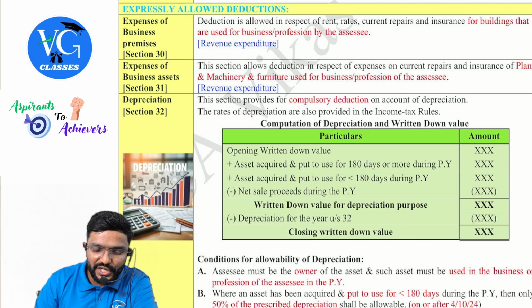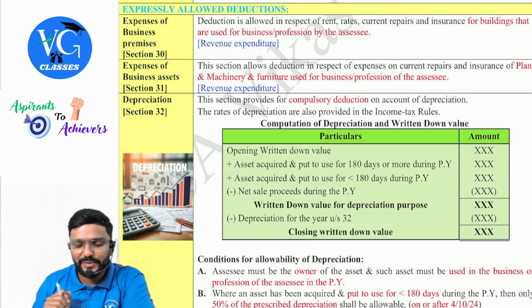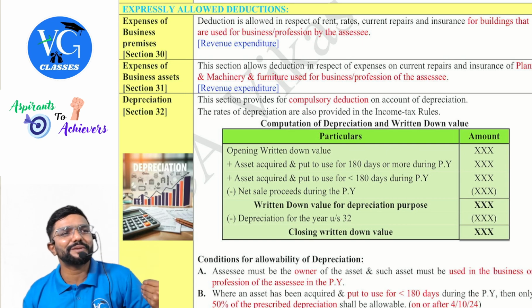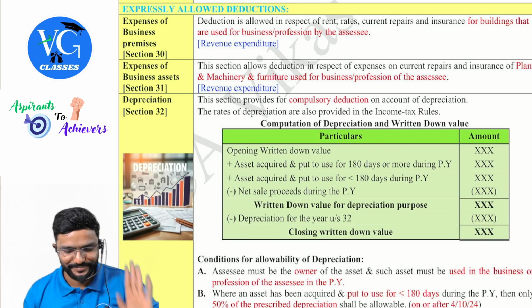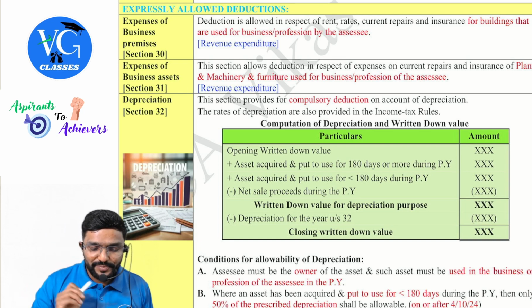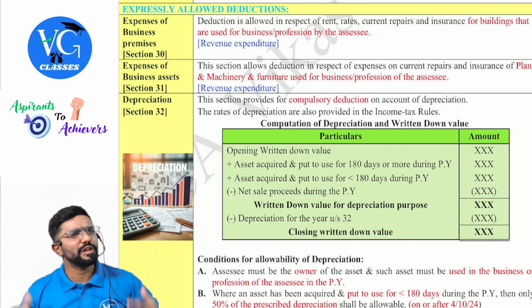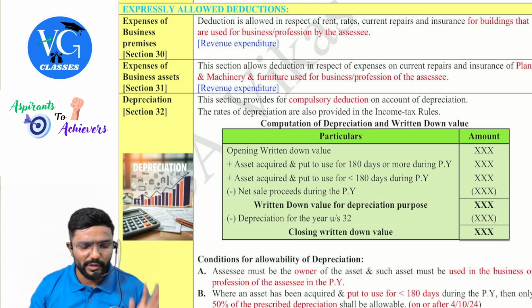Section 30: deduction is allowed in respect of rent, rates, current repairs and insurance for buildings that are used for business or profession by the assessee. Sir, what if it is used for personal purpose? No deduction there. Next, expenses on business assets, that is, other than business premises, like machinery, furniture, all those things are covered here. Again, revenue only.